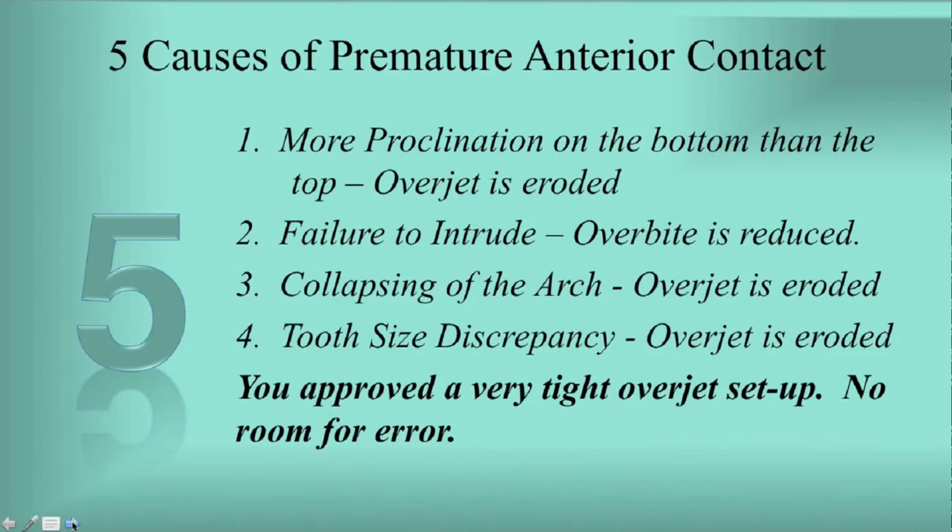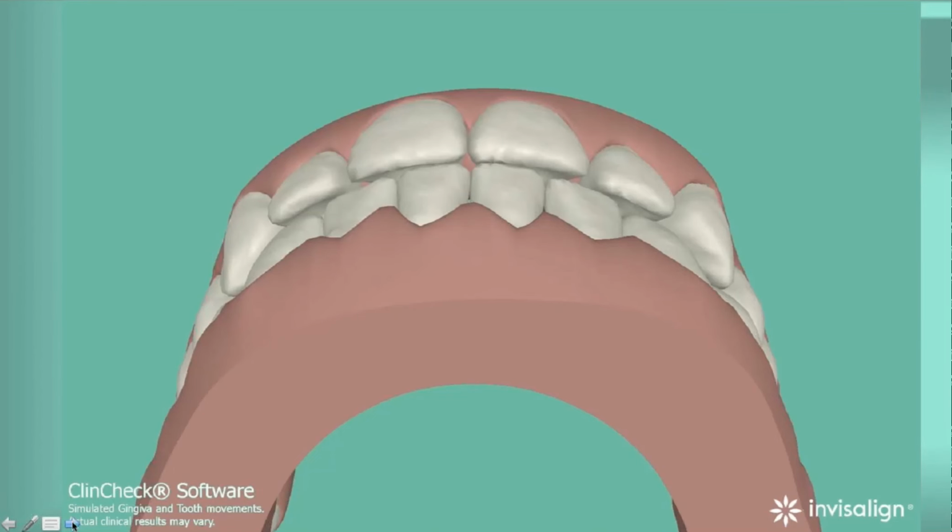So in this case, this is an example of a ClinCheck that was set up with a very, very tight overbite overjet. And the result is that there's very little room for error. So this is sort of the catch-all of the other four, is that when you approve a very tight setup, you don't leave any room for this movement discrepancy that sometimes happens where there's a slight difference between what the ClinCheck predicts and what the mouth actually does. So you're building in error.